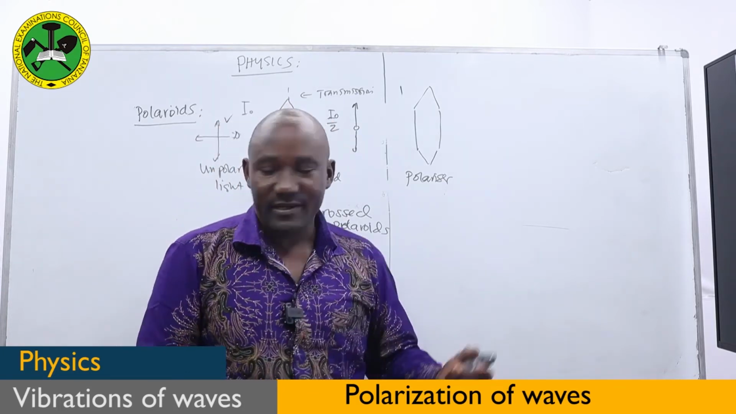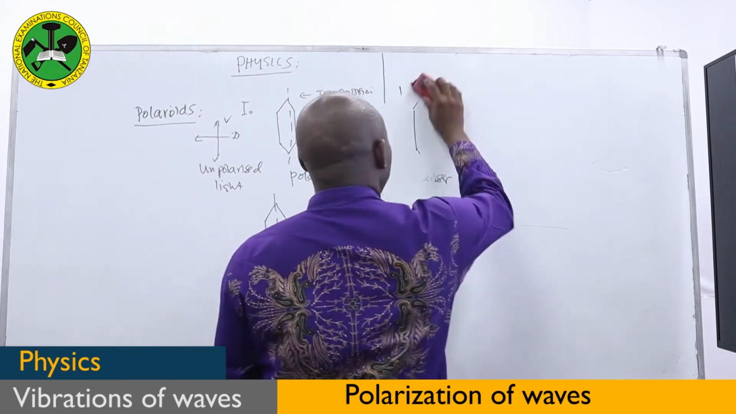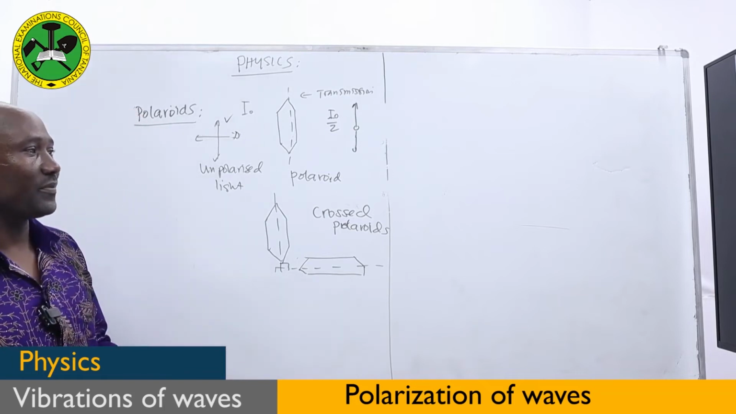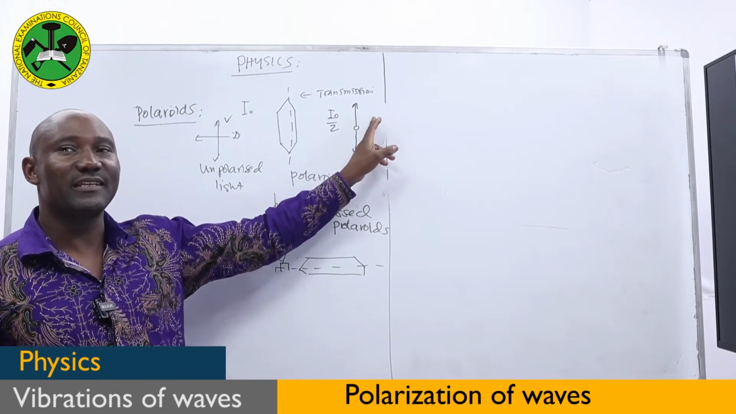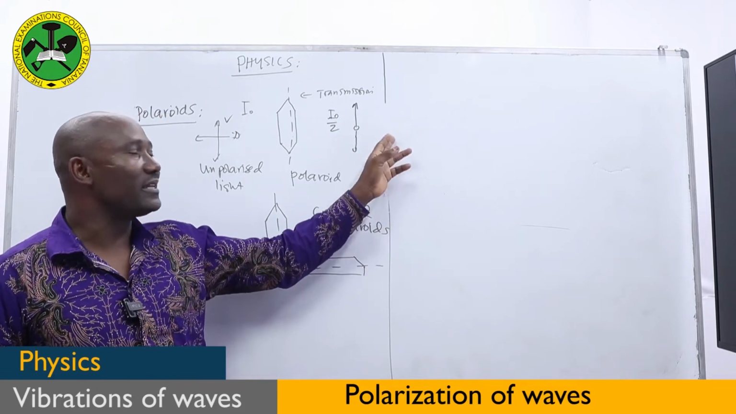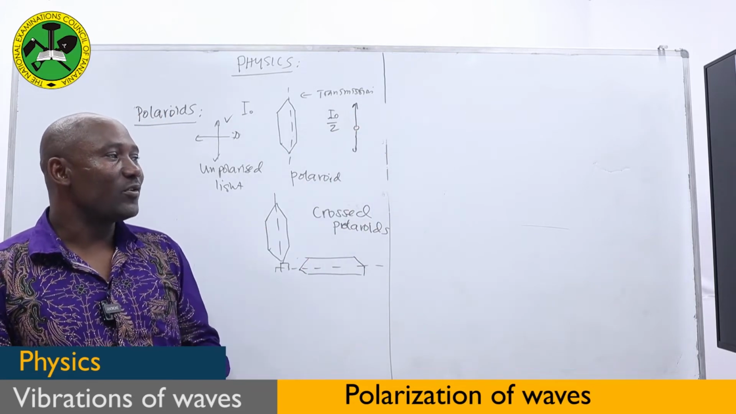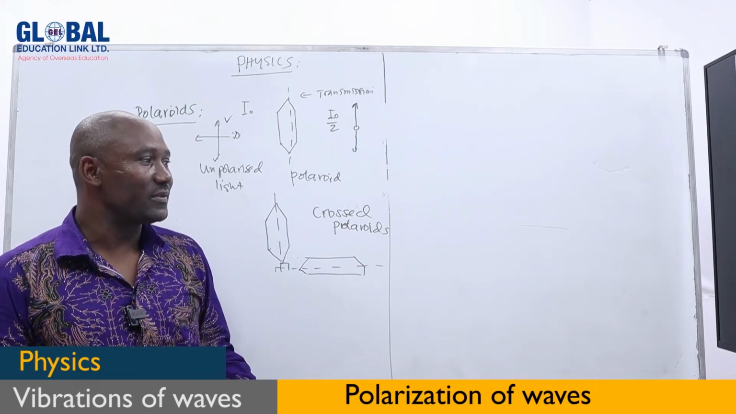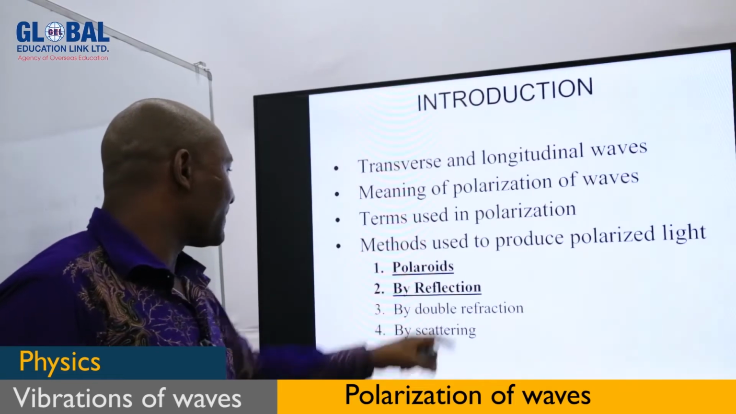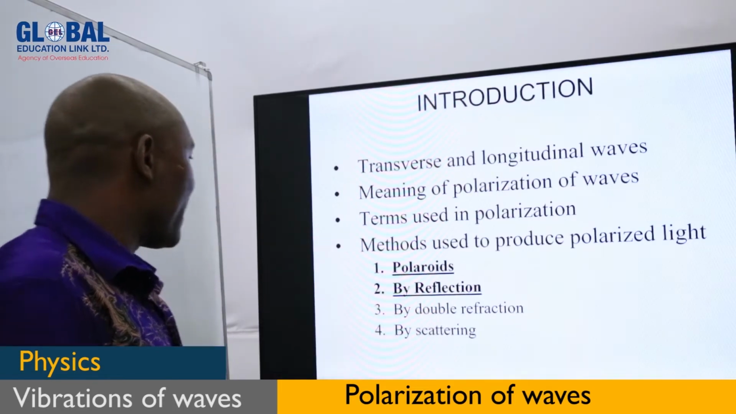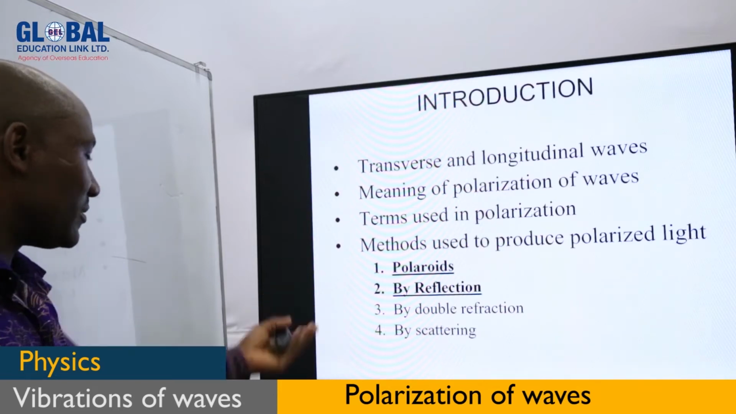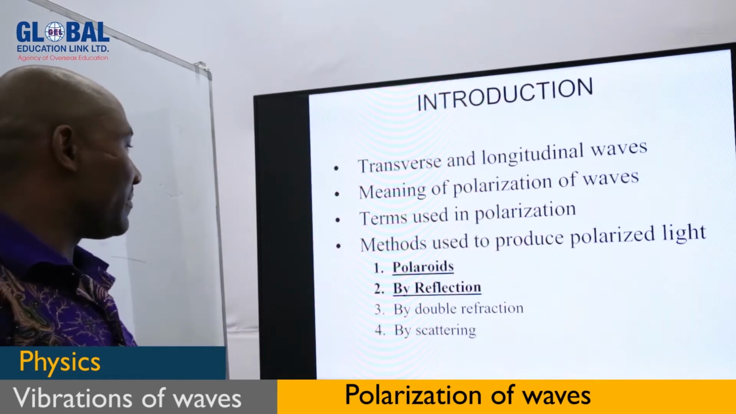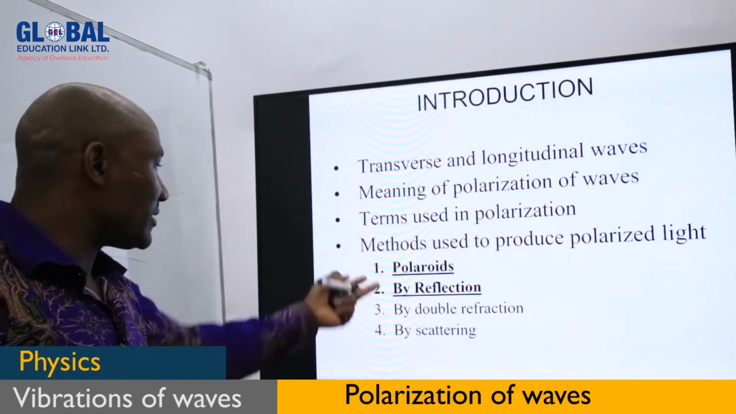Now, the second method is by reflection. By reflection, you can produce polarized light. The light which has been produced is given the name polarized waves or polarized light. Now, how do we produce polarized light? The first method is polarized, the second is by reflection. You can have two others, which I think we did in class, but today it is better we focus on these two.